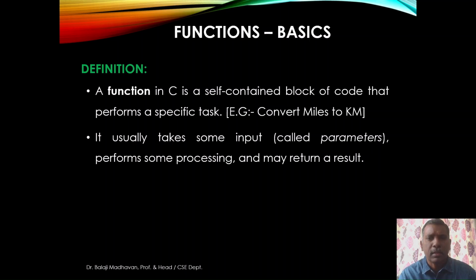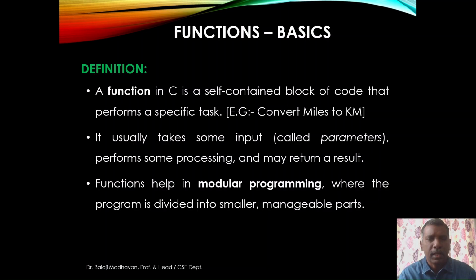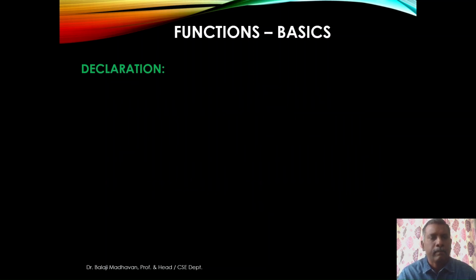It usually takes some input called parameters, and performs some processing. In our case, those inputs are miles and kilometers, and the processing is conversion. We return the data. Functions help in modular programming, where the program is divided into smaller, manageable parts. We may have several requirements like this, where a task is repeated, and each repeated task can be grouped into different functions. That we call modular programming.